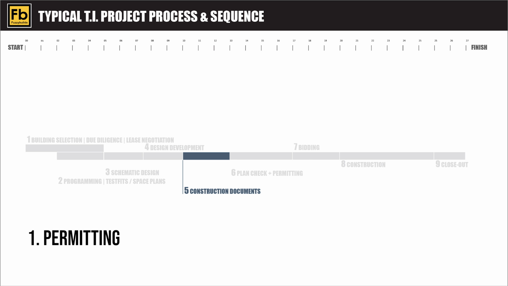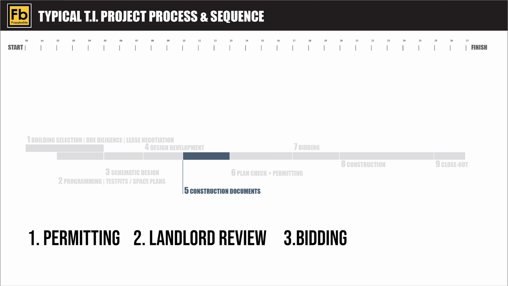There are 3 reasons why we need the construction documents. We use them to get plan checked, meaning we submit them to the city for review so we can get the permits. We also issue the construction documents or CDs to the landlord for review and approval. The landlord is very interested in knowing what exactly the tenant is doing in their building, so they want to review and approve it. And then the last part is we use them to get bids from contractors. Bids are different than budgets. Bids are actual costs received from contractors to determine the cost of the project as a whole.